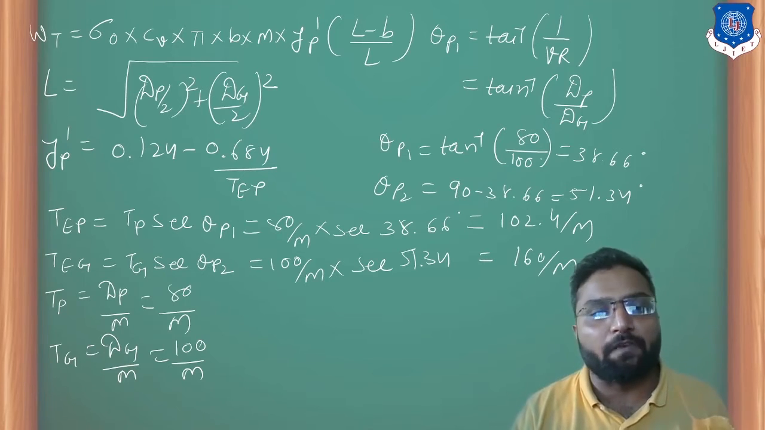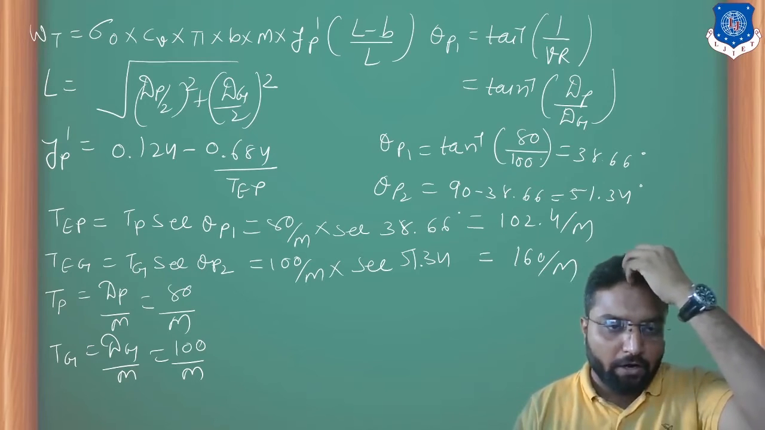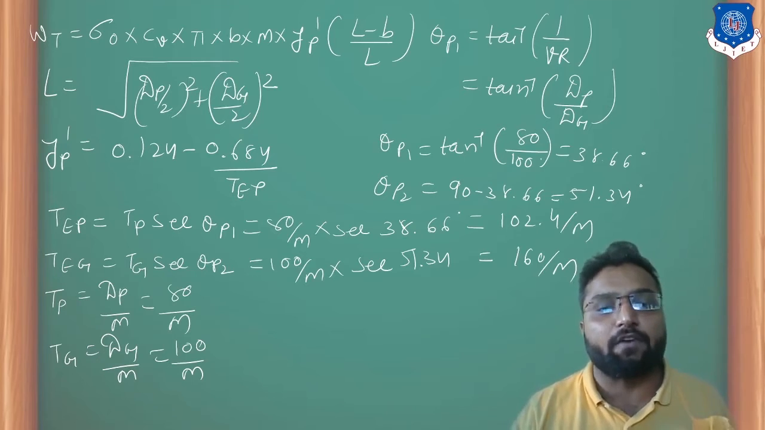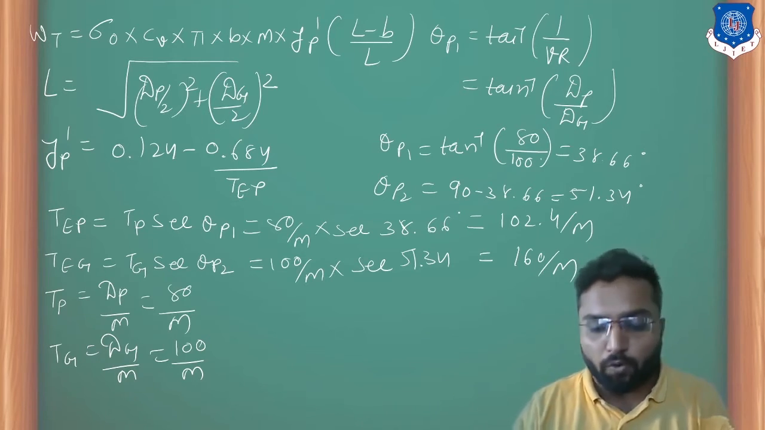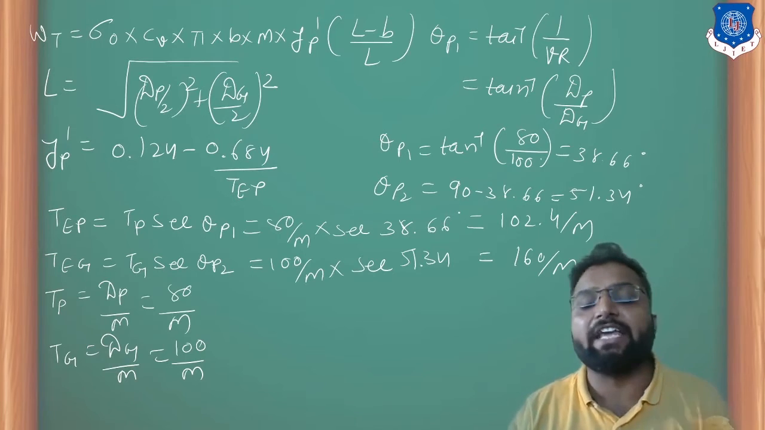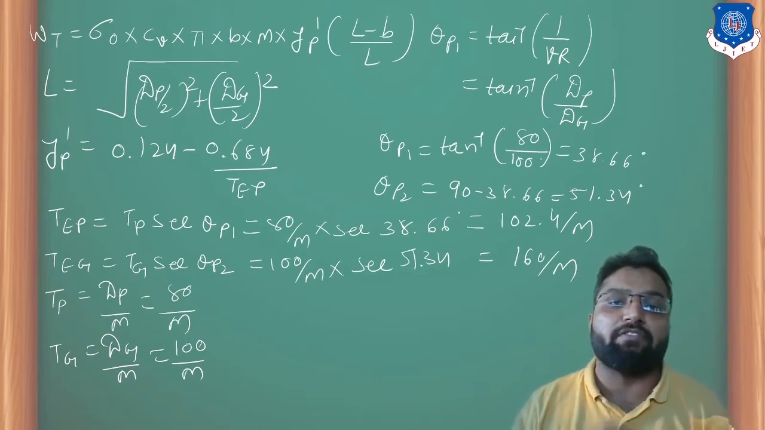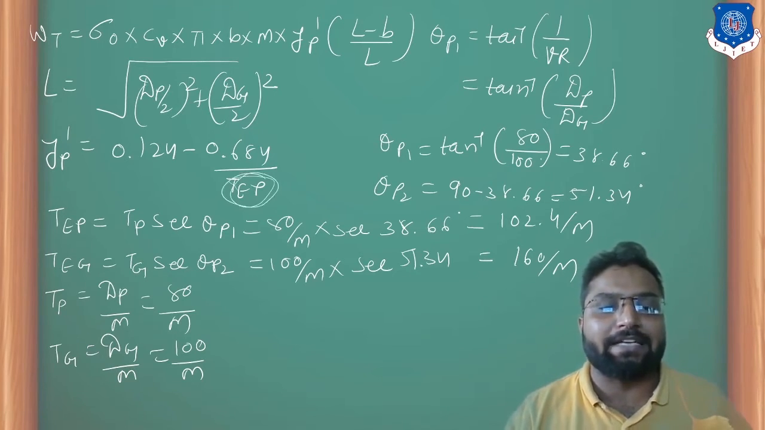The next point is to find YP. YP is clearly for our pinion, rather than the gear. So let's move on to that. TEP is 102.4 divided by module. That value we are going to put in this theta, you can say TEP. Clear?